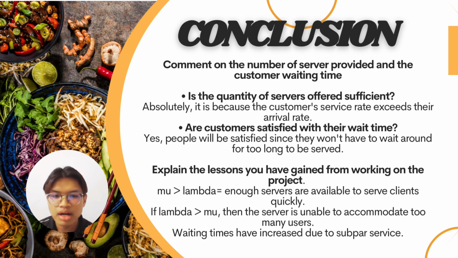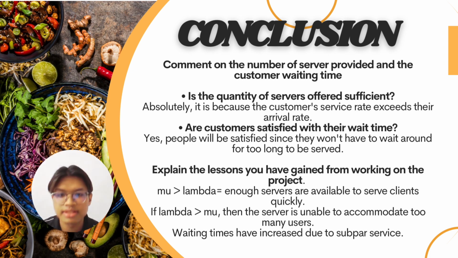And now we explain the lesson that we gained from working on this project. What we learned is that when mu is more than lambda, there are enough servers available to serve clients quickly. But if lambda is more than mu, then the servers are unable to accommodate too many users, and the waiting time will increase due to subpar service.